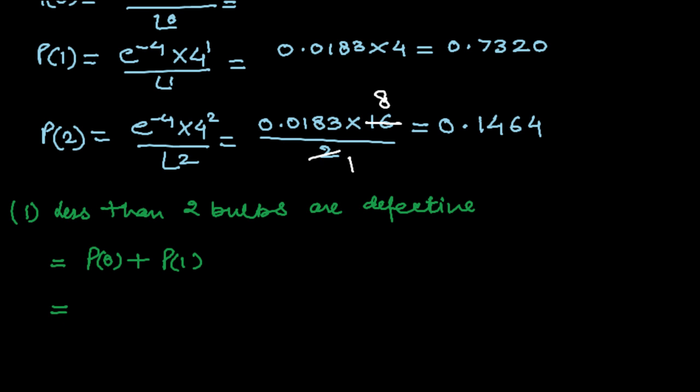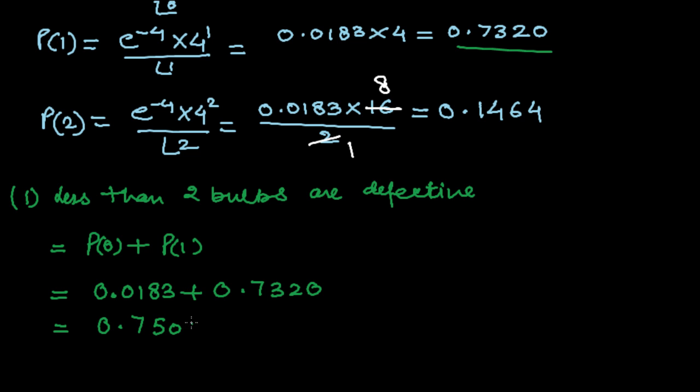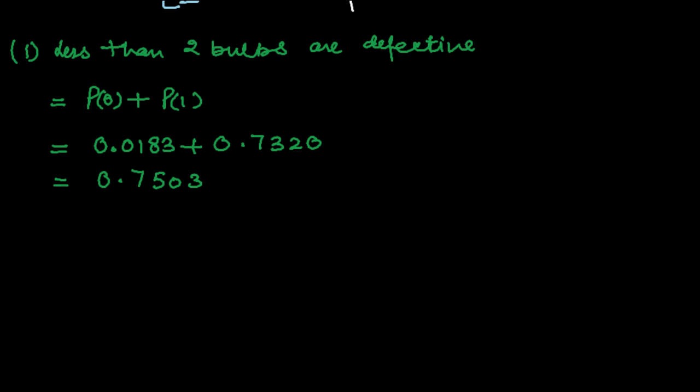P0 we know is 0.0183, and P1 we know is 0.7320. So finally we get 0.7503 as the probability that fewer than 2 bulbs are defective.